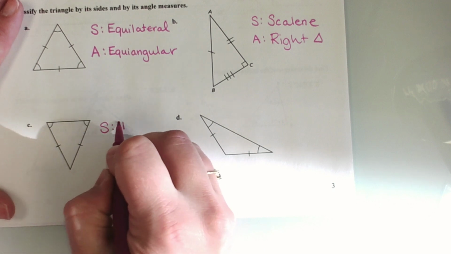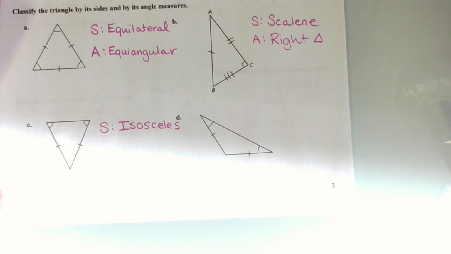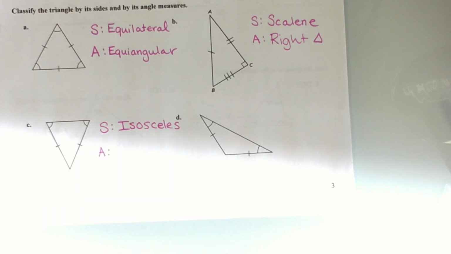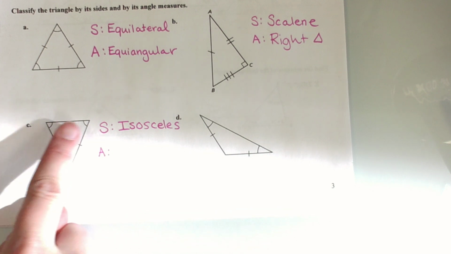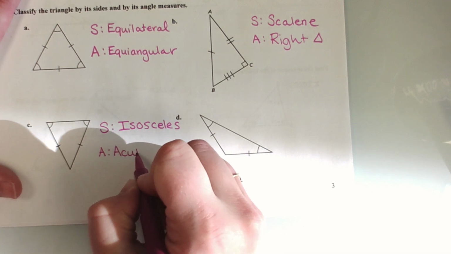The next one is isosceles because it has two congruent sides. What do you notice about the angles? Acute. Are they all acute? Acute means less than 90, so it's going to look like smaller than a 90-degree angle. Do they all look smaller than 90s? Yes, it is an acute triangle.